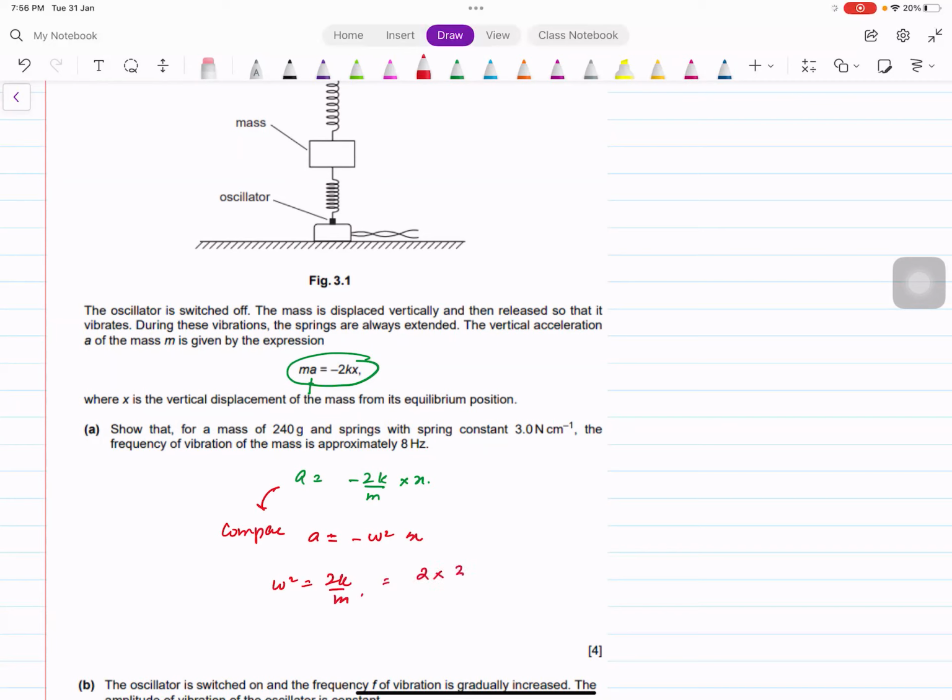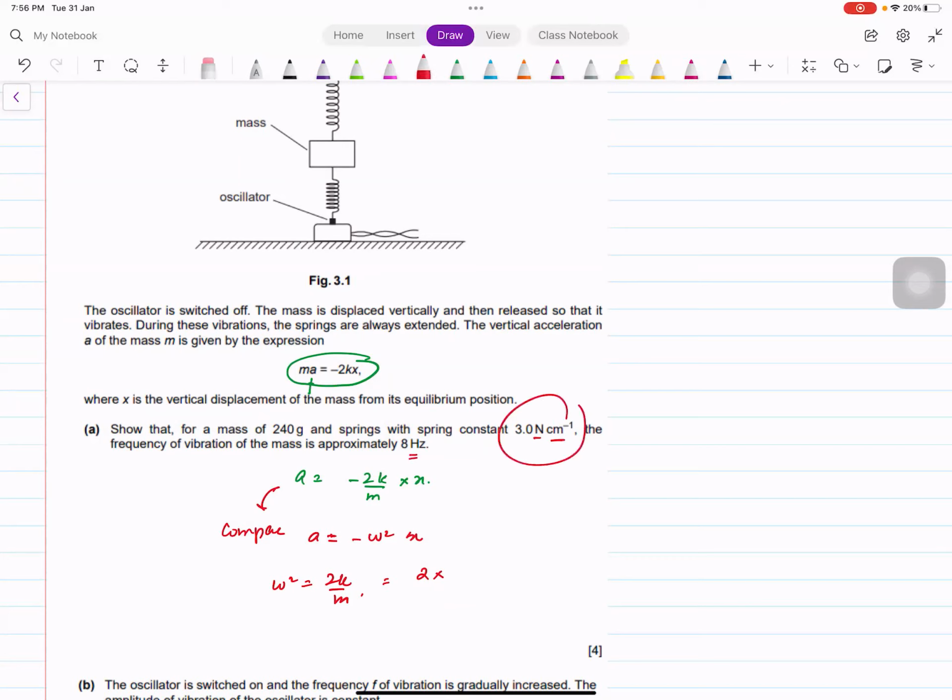So 2 times the spring constant. Look at the spring constant, Newton per centimeter. And the mass is in 240. Should we change it? Yes, we must change it. You know why? Because they want us to find it in hertz, right? And we should change it.